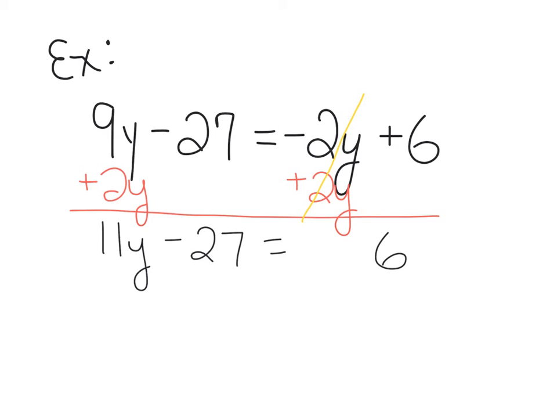Okay, so now we have a regular two-step equation. So we have moved the variables to one side. Now we have a regular two-step equation. This is something that you're familiar with already.